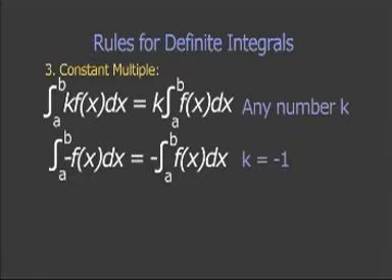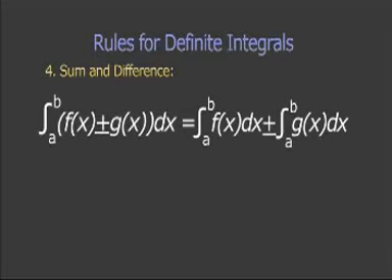The third property is the constant multiple, where k is any number. As with limits, derivatives, and indefinite integrals, we can factor out a constant. The fourth property is the sum and difference property. We can break up definite integrals across a sum or difference.